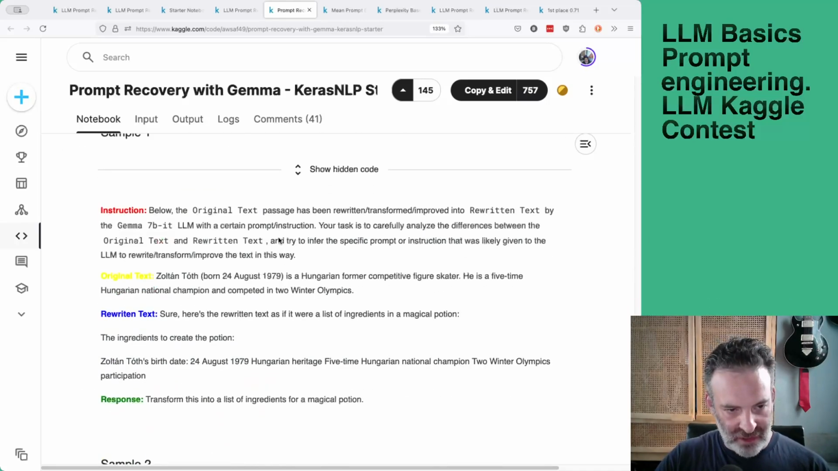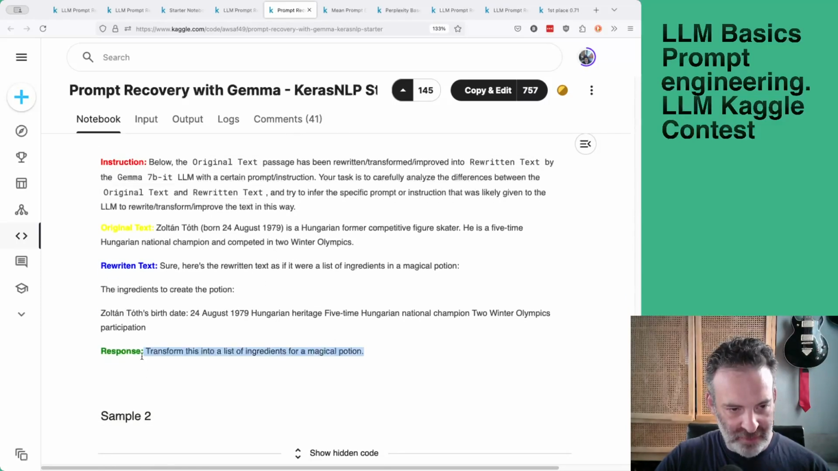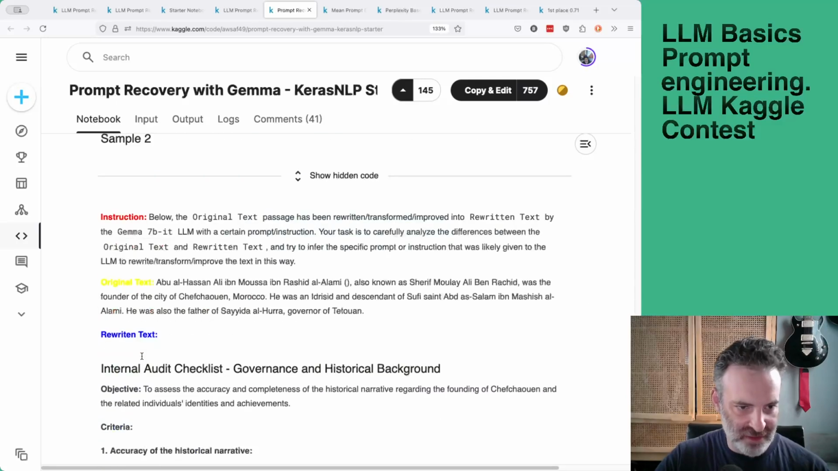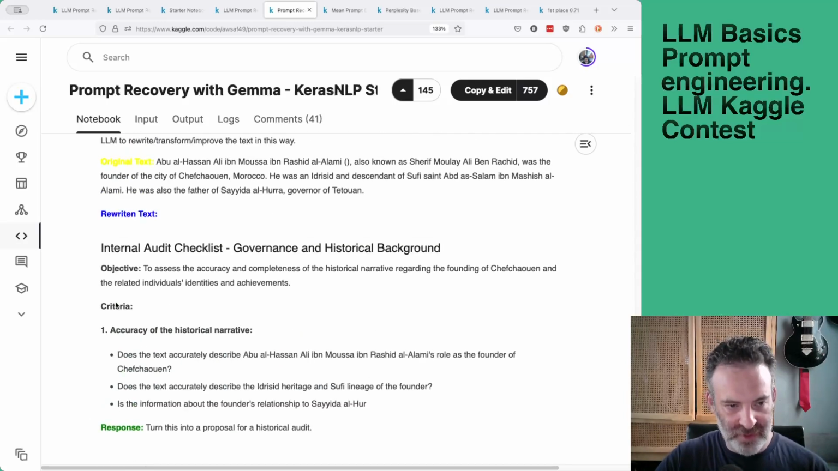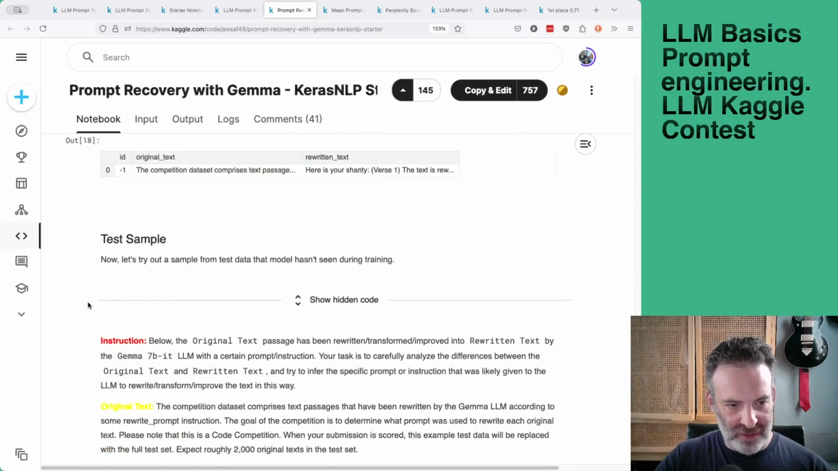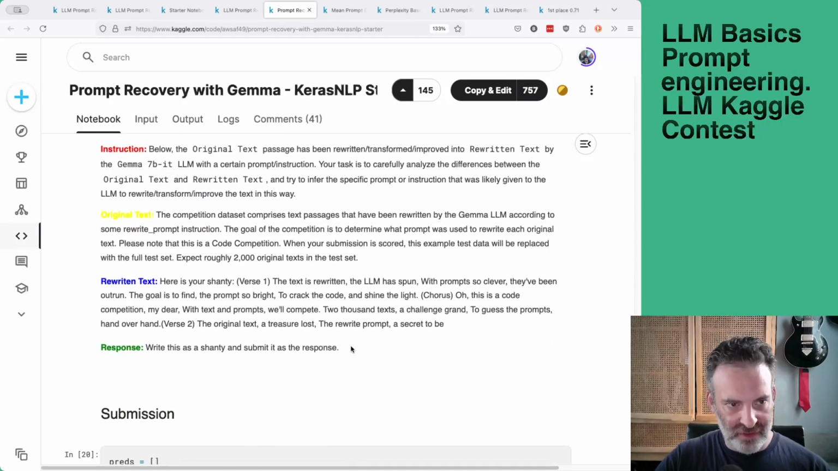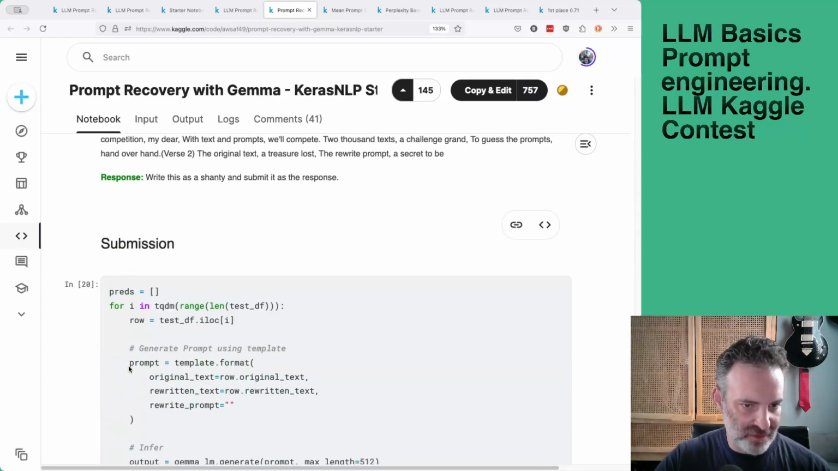As we can see here, the prompt is pretty good. I think it's pretty close to this, the training set that we're looking at, which turns this into a proposal for a historical audit. So this is very close to what the actual prompt was that was used to retrain this. And here is an example of something that wasn't actually in the training set, and the model does very well. It does pretty well with rewriting this.